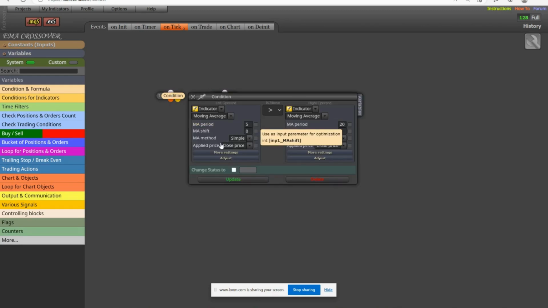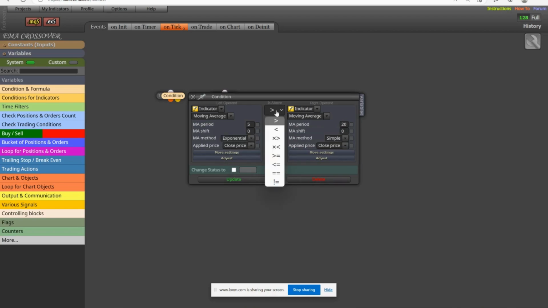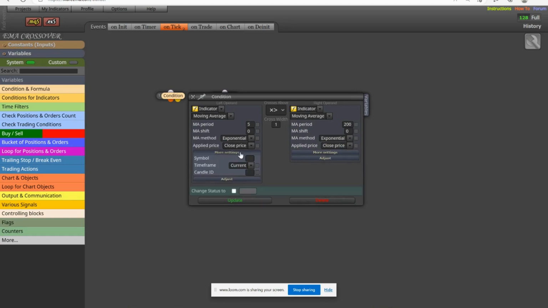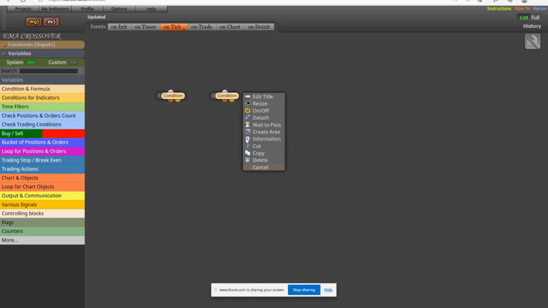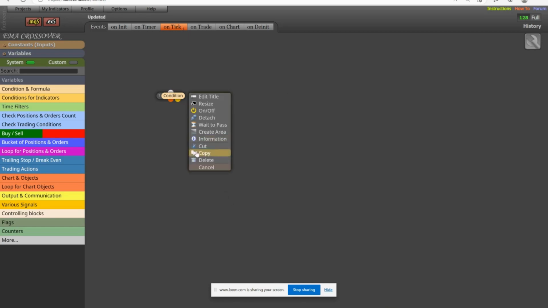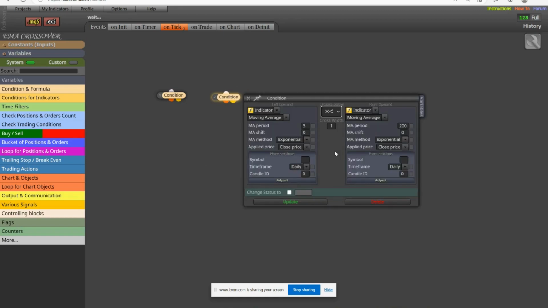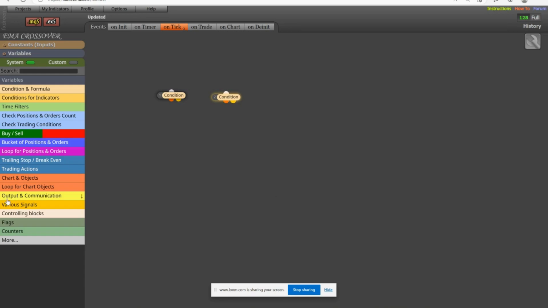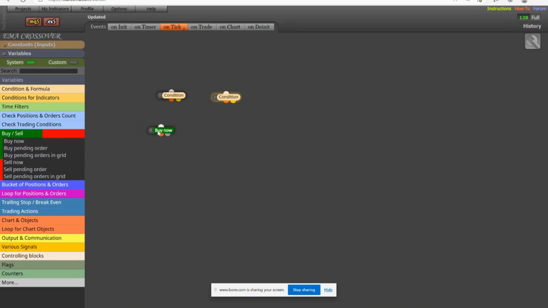So within the condition, we can see we want the 5 exponential, when it crosses above the 200 exponential, we're looking to buy. So let me just change that to the daily time frame, which is the one we were using. And yeah, we want it on the most recent candle. Okay, so we can just delete that, copy, paste, and do cross below. So that is basically how simple this strategy is going to be.